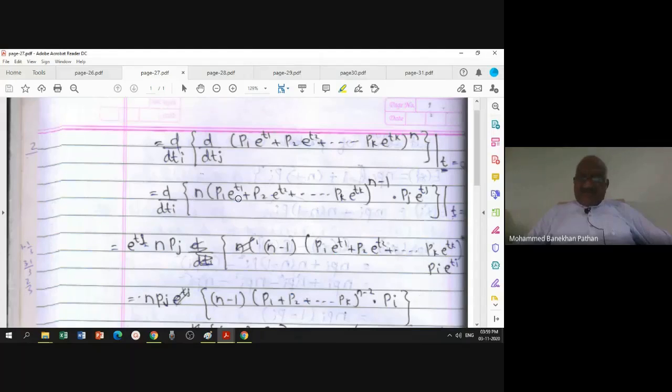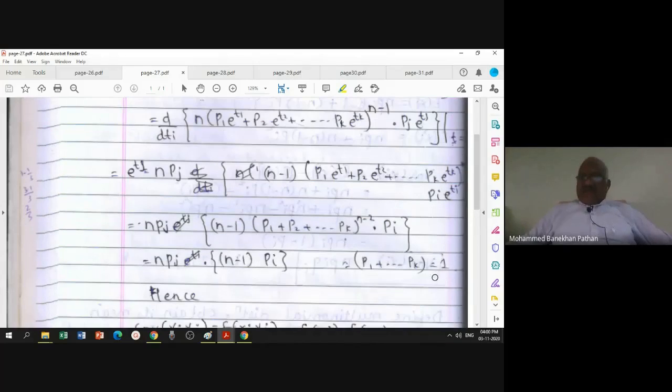Now this bracket is differentiated with respect to t. So this n minus 1 becomes multiplied, complete bracket as it is, n minus 1 becomes n minus 2, into differentiation of this bracket with respect to t. So pi multiplied by e to the power t. After finishing both differentiations, now throughout, replace t as 0 everywhere.